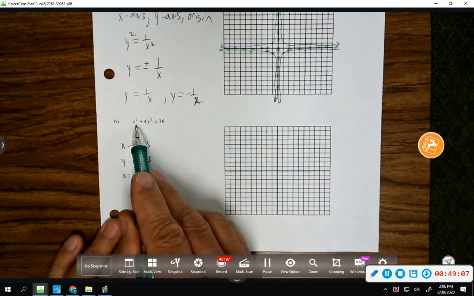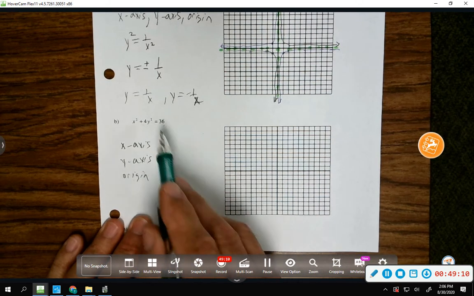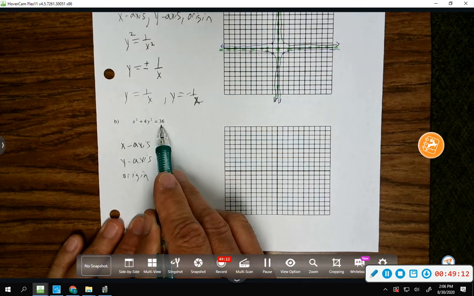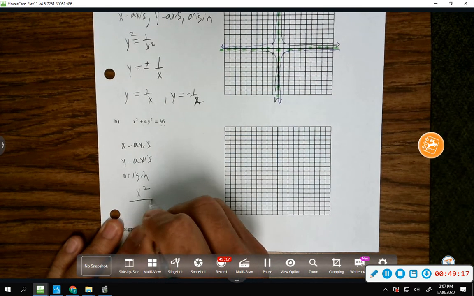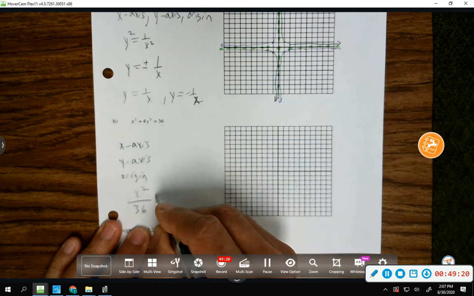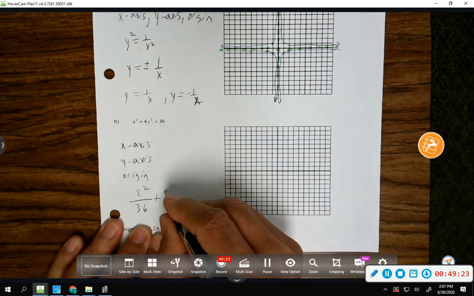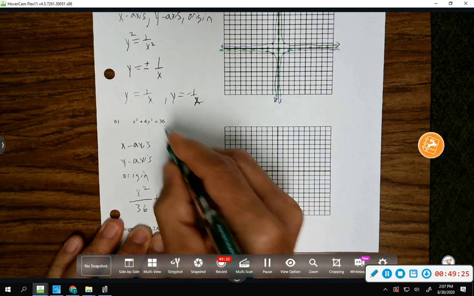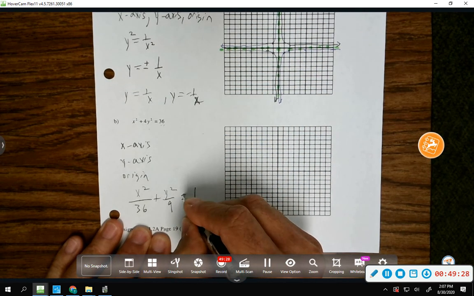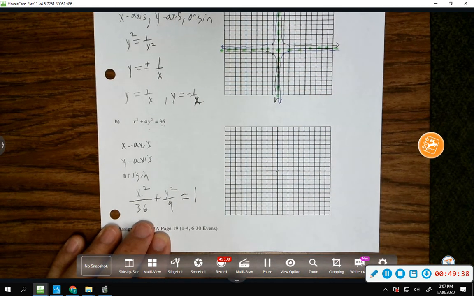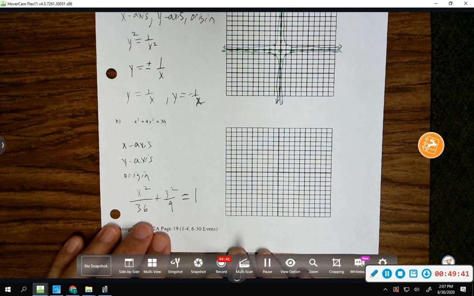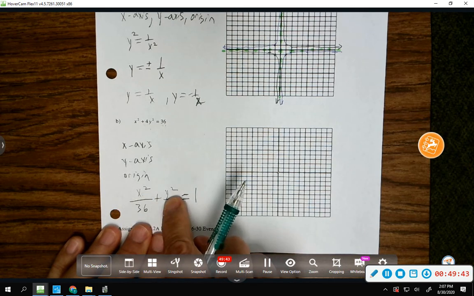How are we going to graph this? Divide everything by this number here. You always want it set equal to 1. So when I rewrite this in standard form, it's going to be x squared over 36 plus, if I divide by 36, y squared over 9. 36 divided by 36 is 1. So what happens here? Well, the center is 0, 0. That's the center of my ellipse. It's not a point on the ellipse. It's just the center.